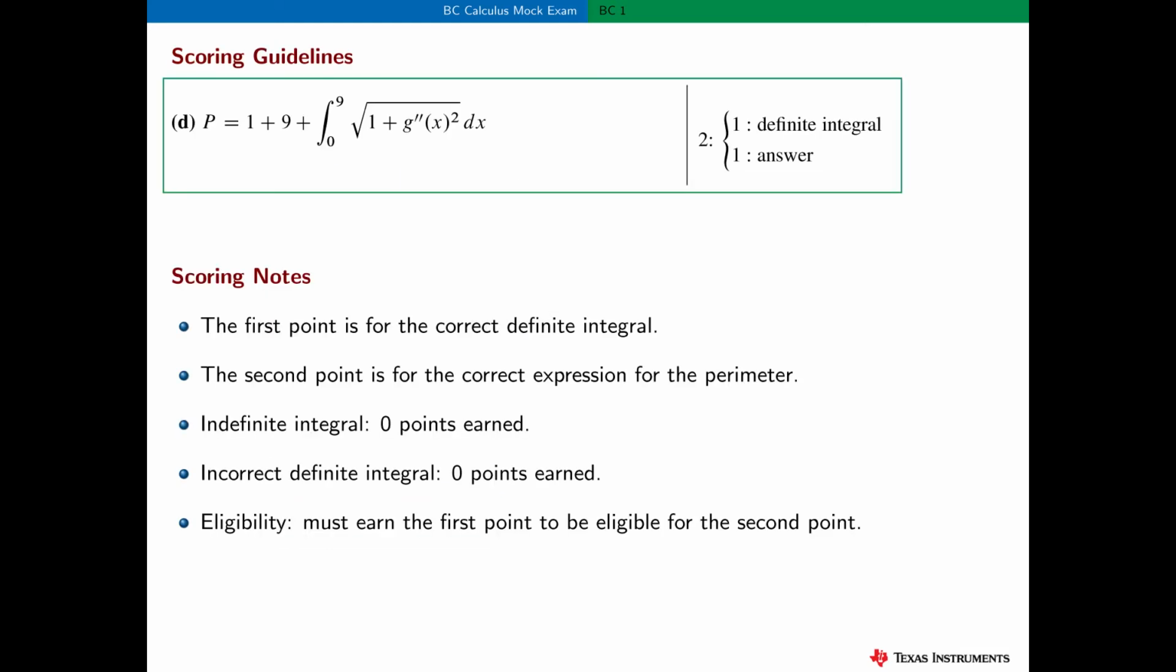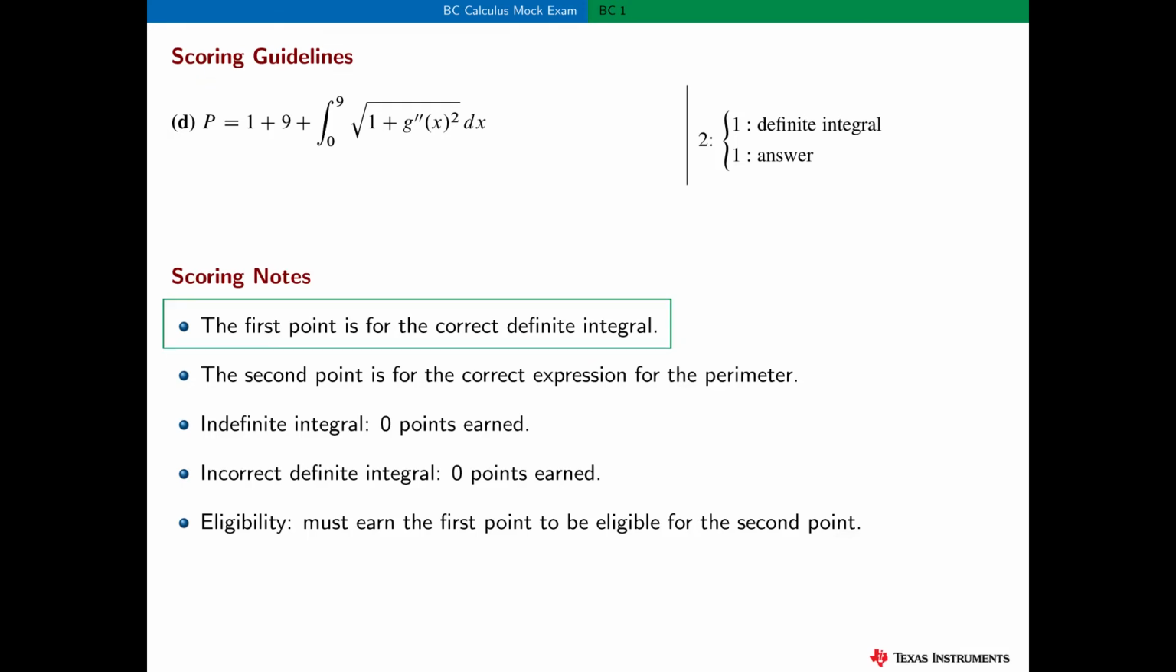Here are the scoring guidelines for Part D. This problem was worth 2 points. The first point was for using the definite integral for arc length in the computation of the perimeter. And the second point was for the final answer, the expression for the total perimeter of the region R.